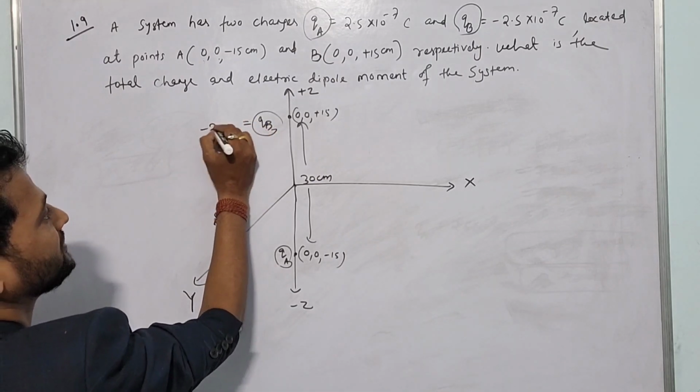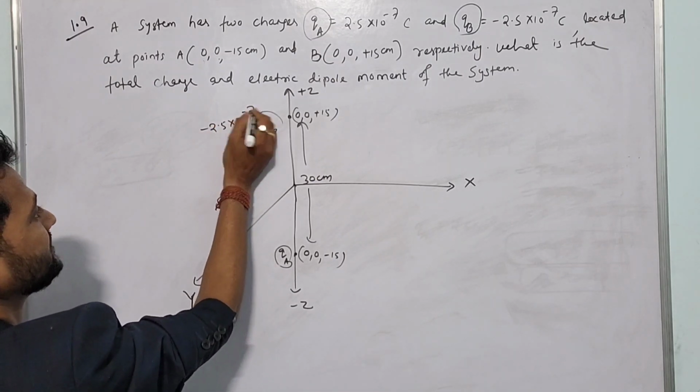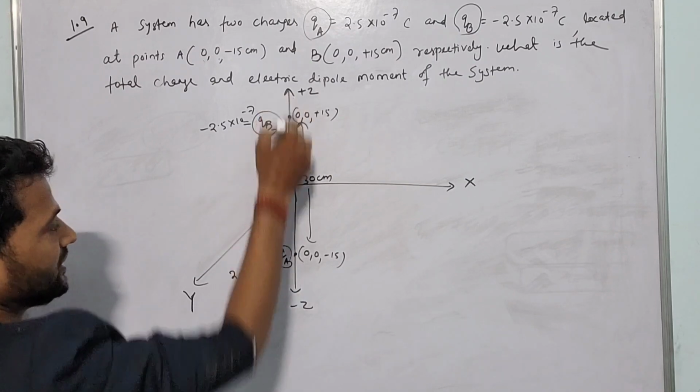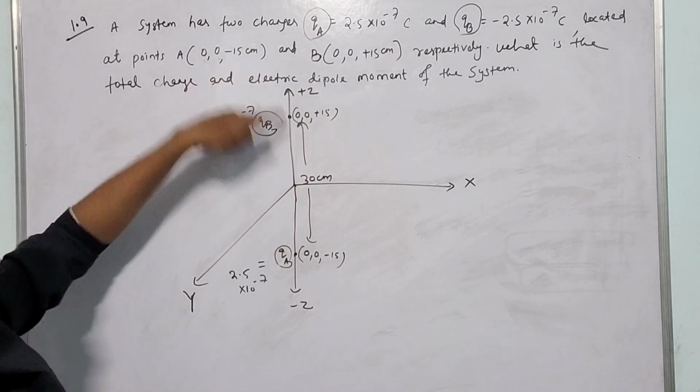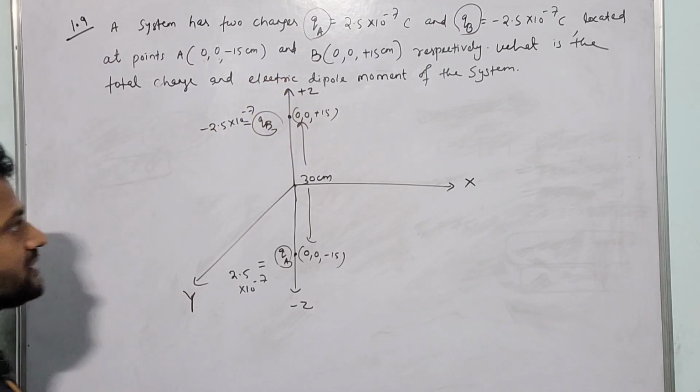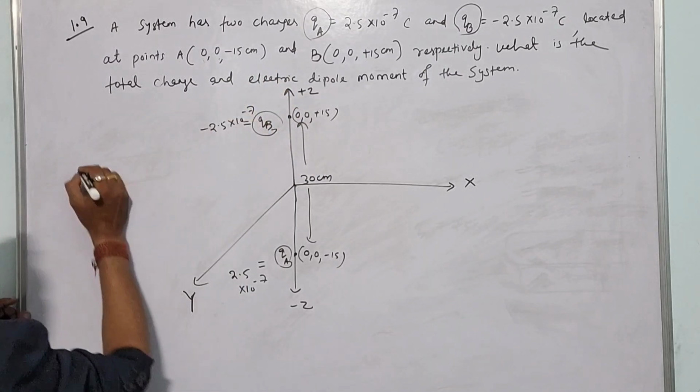QB is minus 2.5 into 10 to the power minus 7. QA is 2.5 into 10 to the power minus 7. So there are two equal and opposite charges separated by a distance of 30 centimeter. You can say it is a dipole. Understood? So the first bit: what is the total charge?